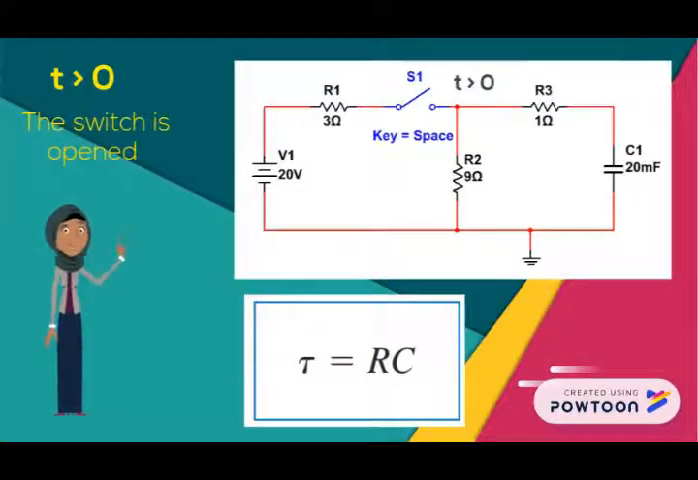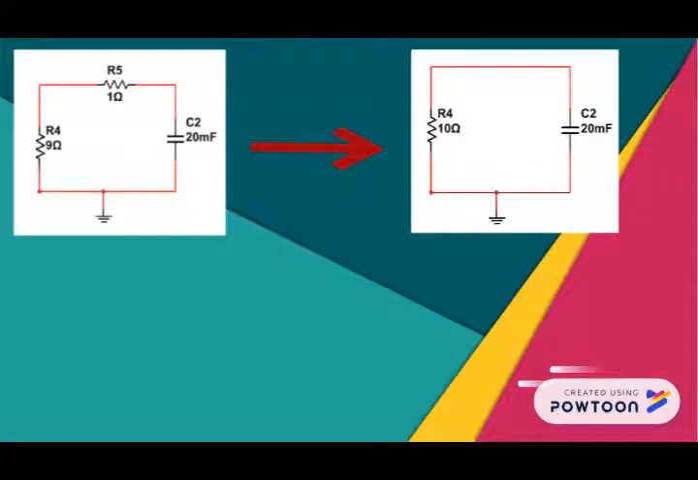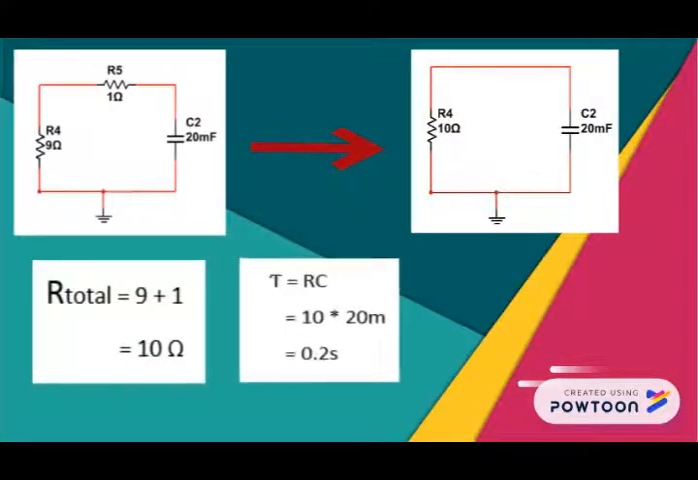The switch is open, so you can find the time constant, where tau is equal to R multiplied by C. It becomes a series circuit when t is bigger than 0 that contains a resistor and capacitor. Find the R total and use the formula tau equals R multiplied by C to get the time constant. So, the time constant is 0.2 seconds.